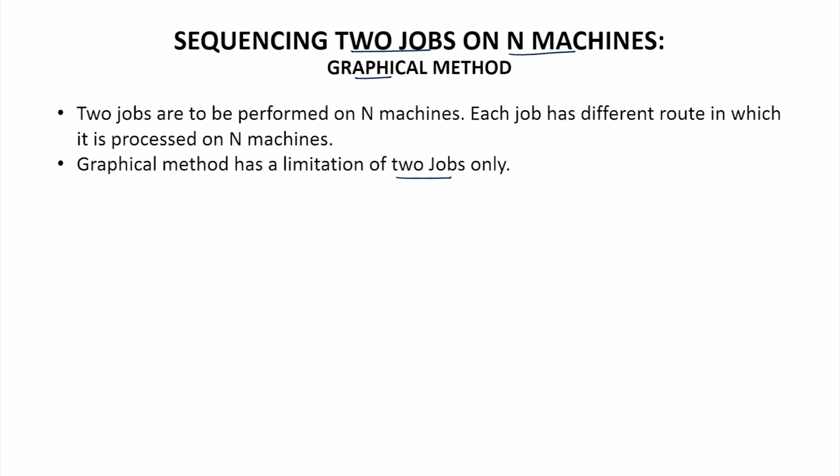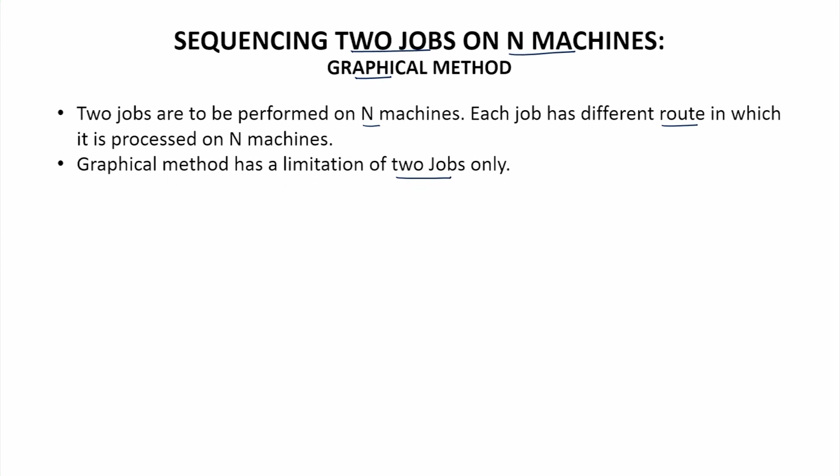So, here 2 jobs are performed on n machines. Each job has a different route in which it is to be processed on n machines. So, our job is to find out the route to be followed by these jobs, so that how to assign these jobs on n machines, so that the total makespan time is minimum.